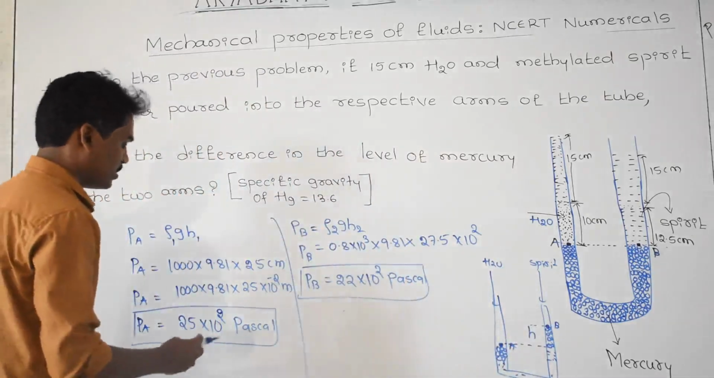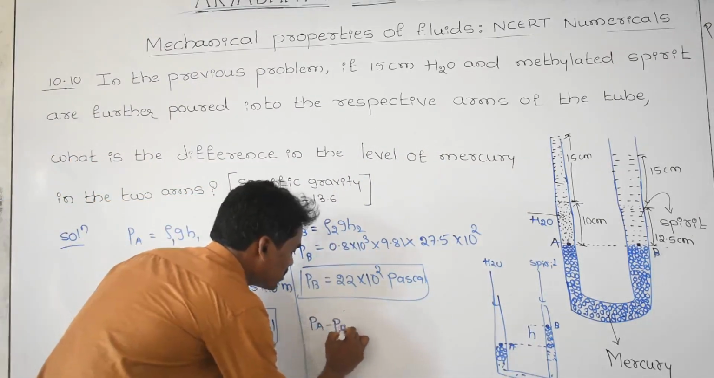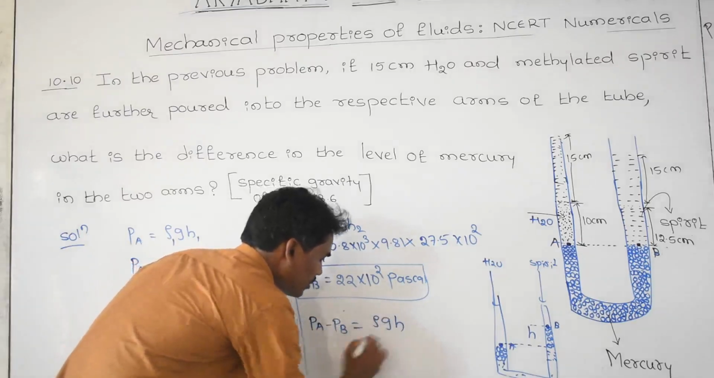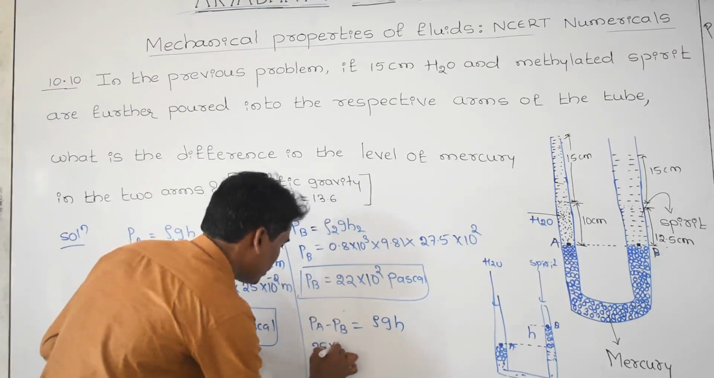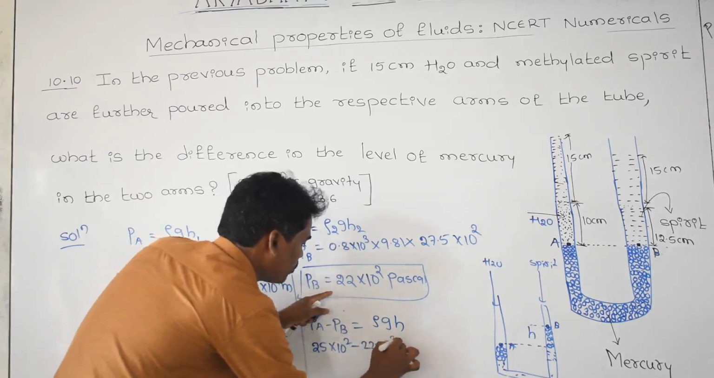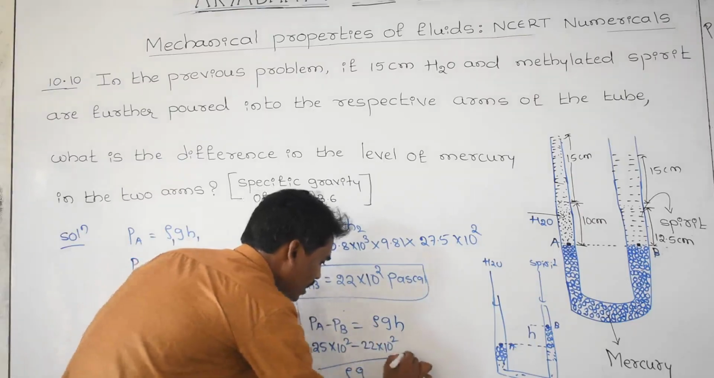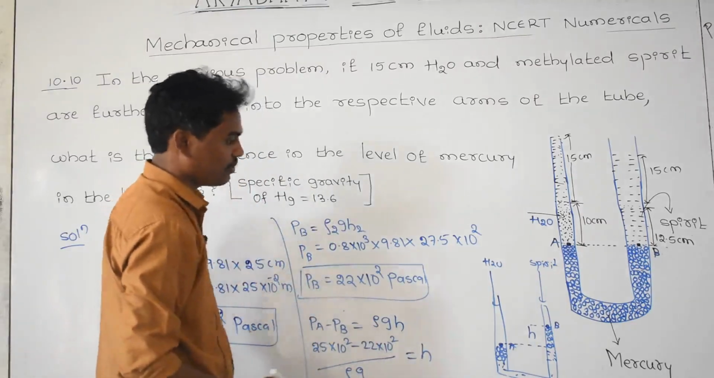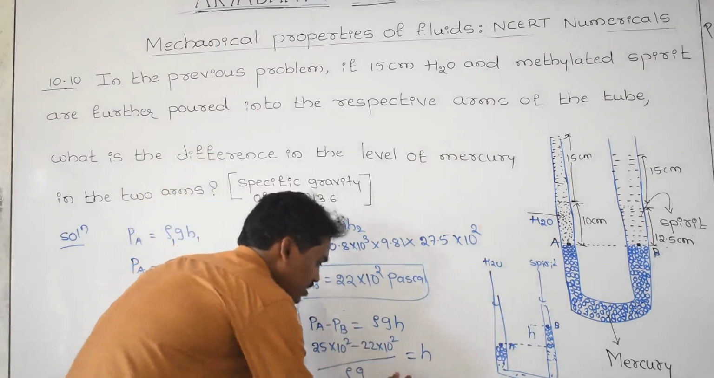Therefore that difference can be written as PA minus PB is equal to rho into g into H. PA is 25 into 10 to the power of 2, minus PB is 22 into 10 to the power of 2, divided by rho, take g here, and find out H. If you calculate H, 25 minus 22 is 3.